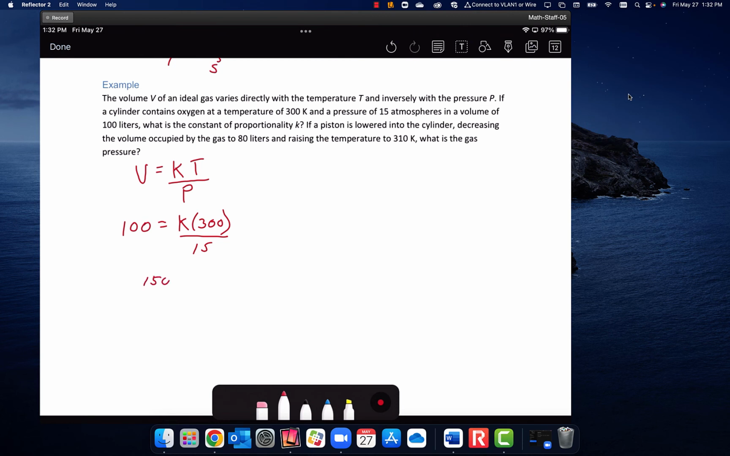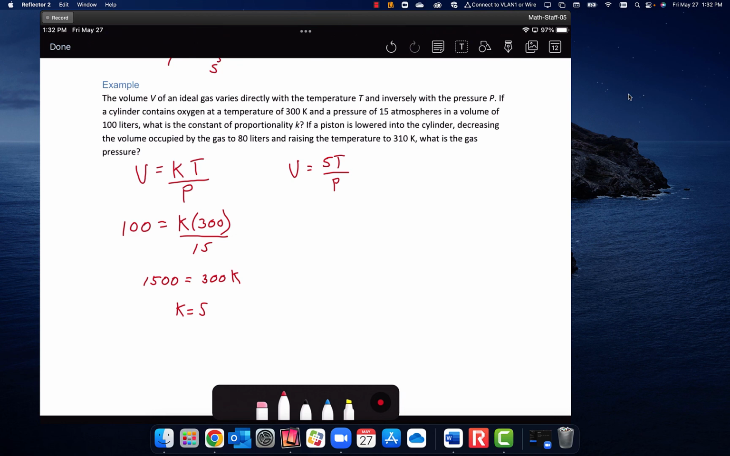Cross multiply, we get 1500 equals 300K. Divide, and K is equal to 5. From here, we'll plug K back into our initial equation. Volume is equal to 5 times the temperature divided by the pressure. Now we can answer the question.